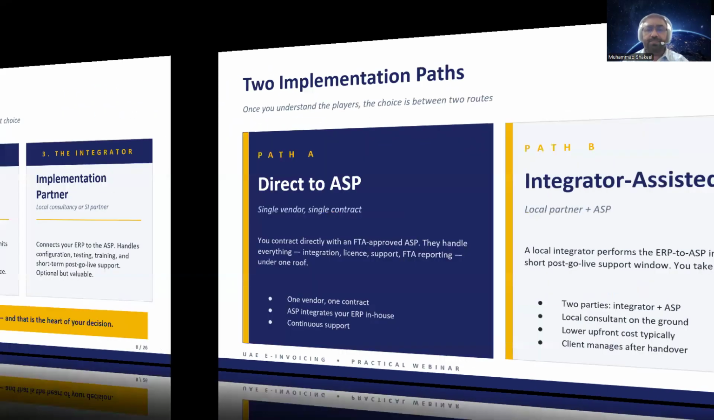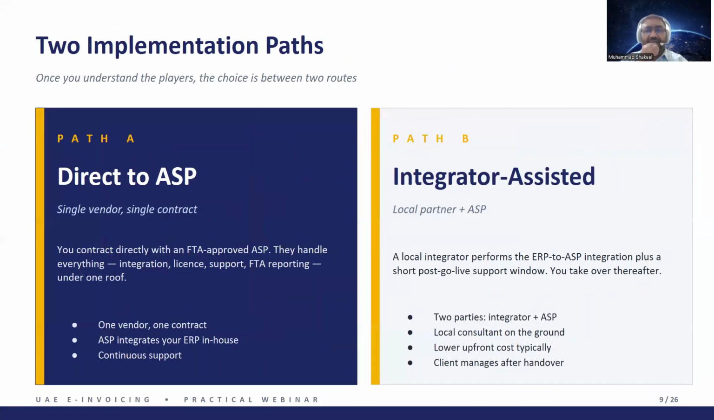So we will see here. There are two paths. One is I go directly to the ASP. In the other, I say, okay, I don't have the time to coordinate with the ASP. So basically I will hire an outsider, and I will pay some minimal fees to them, and they will do all the steps involved in e-invoicing for me.